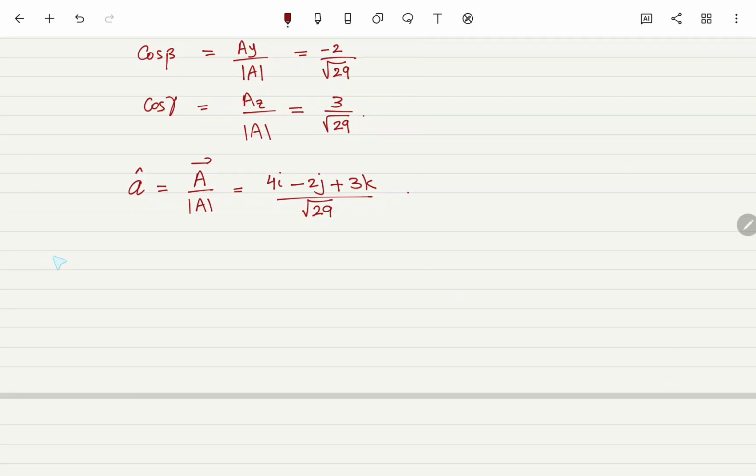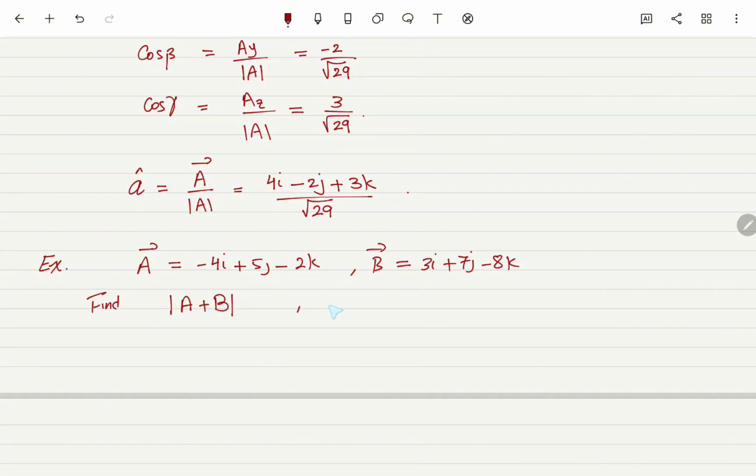Let's have another example. Vector a equal to minus 4i plus 5j minus 2k. Vector b equal to 3i plus 7j minus 8k. Find the magnitude of a plus b and b minus a.